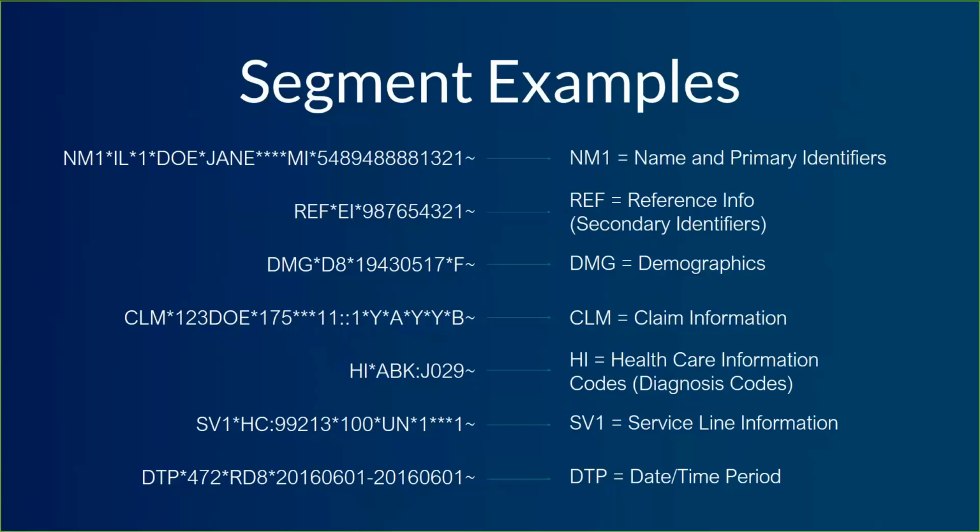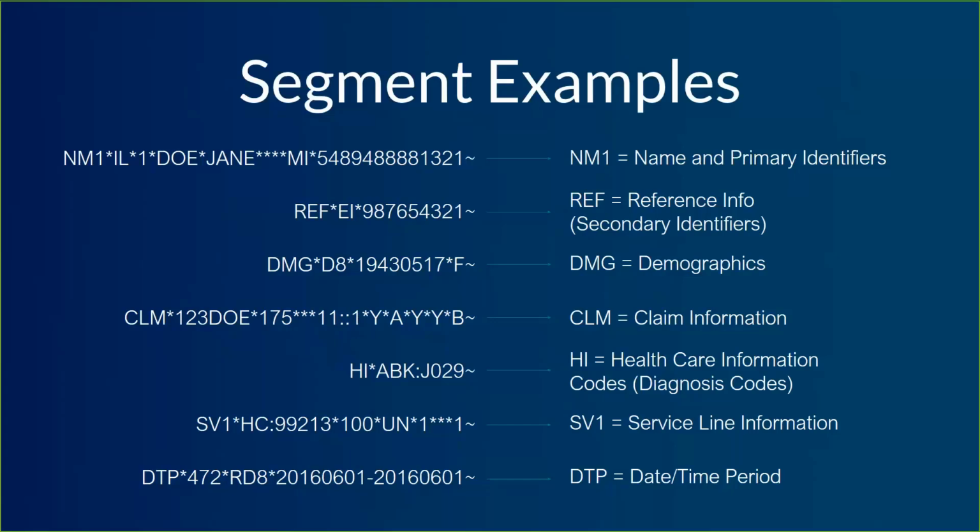This is going to hold claim level information. So this is the stuff that's only going to appear once on a claim. So this is going to have a patient account number, the claim level billed amounts. It's going to have the release information about whether benefits are assigned and whether the provider signature is on file, and things of that nature.